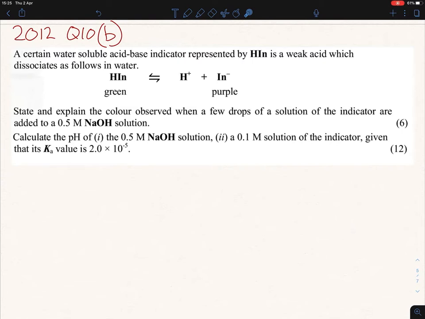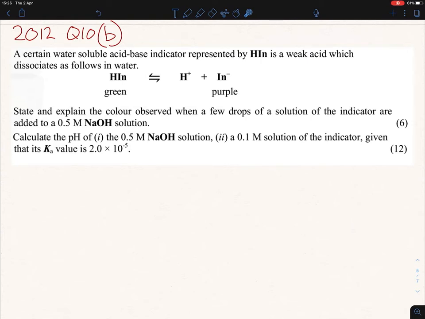So let's start. A certain water soluble acid-base indicator represented by HLn is a weak acid and dissociates in water as follows. And we're given the dissociation there. Now, you are asked to state and explain the colour observed when a few drops of solution of the indicator are added to the hydroxide solution. So this is what we have here. You're asked to state and explain what happens if you add the indicator to a hydroxide solution.